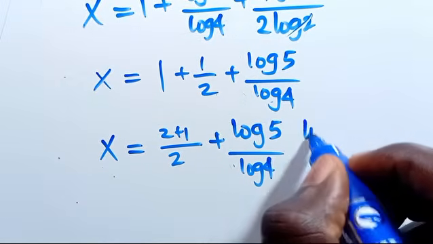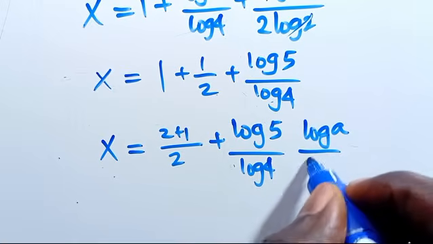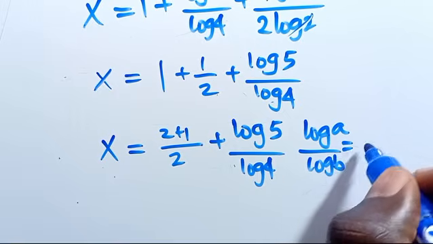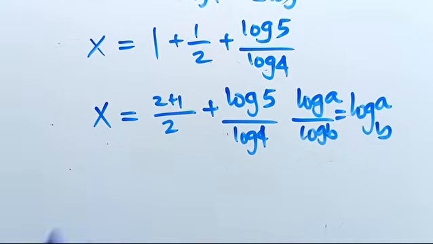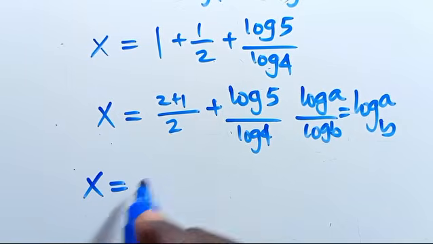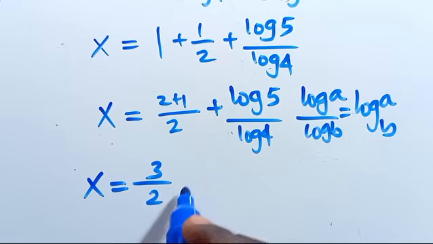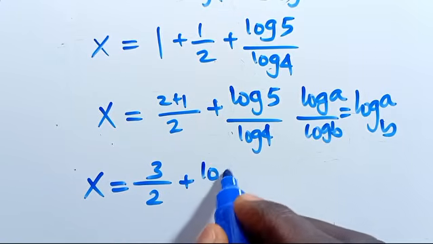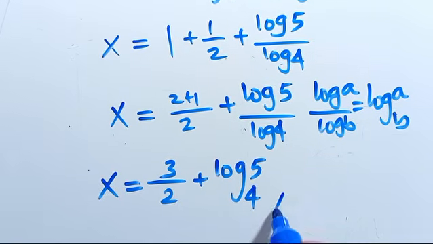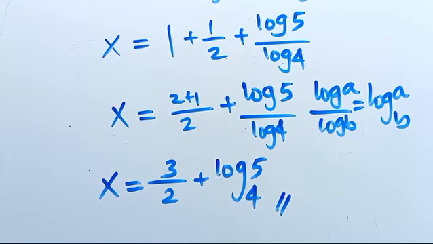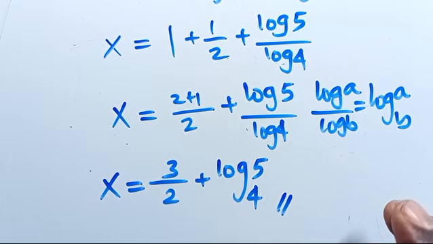When you have log a over log b, it equals log a in base b. So x equals 3 over 2 plus log 5 in base 4. So we have 3 over 2 plus log 5 in base 4.